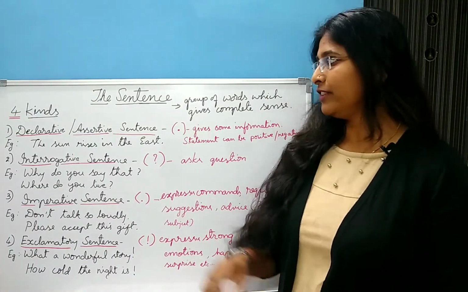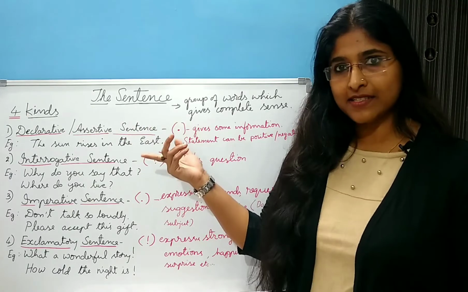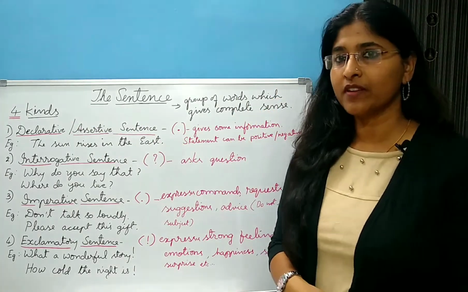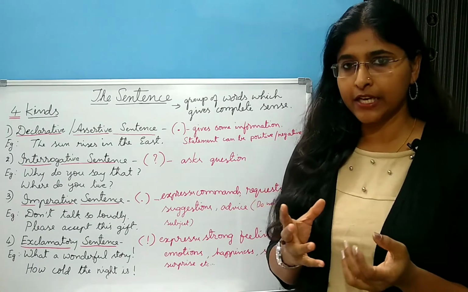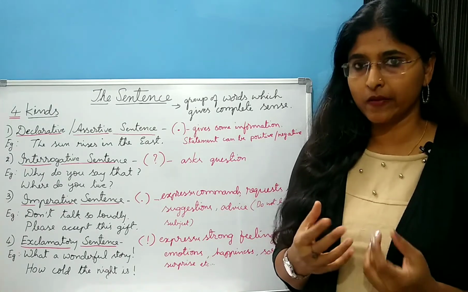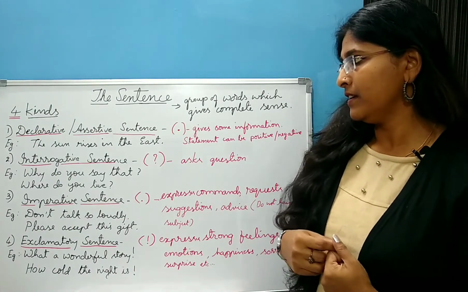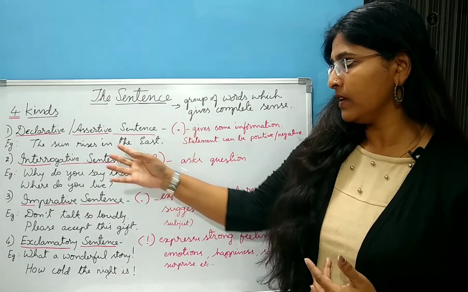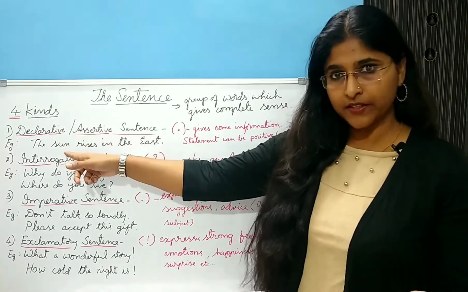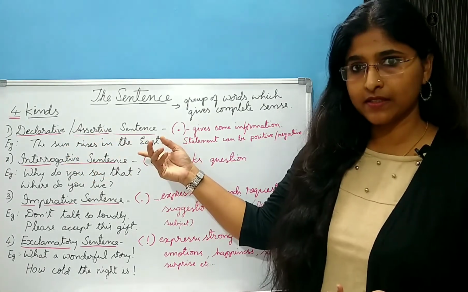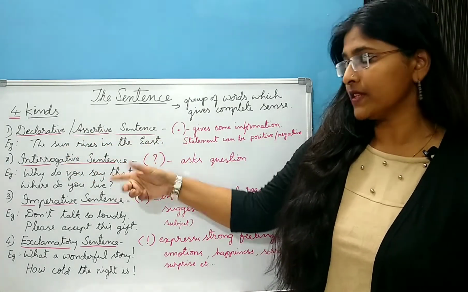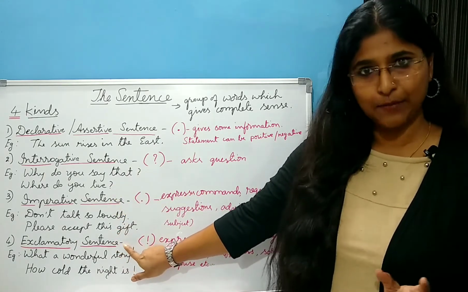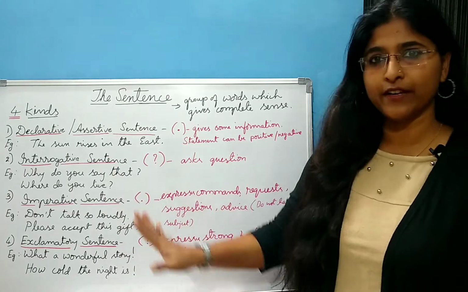Today I am here to teach about the sentence and its kinds. So what's a sentence? A sentence is a group of words which gives complete sense or complete meaning. And the sentence has four kinds: declarative or assertive sentence, interrogative sentence, imperative sentence, and exclamatory sentence. There are four kinds of sentences.